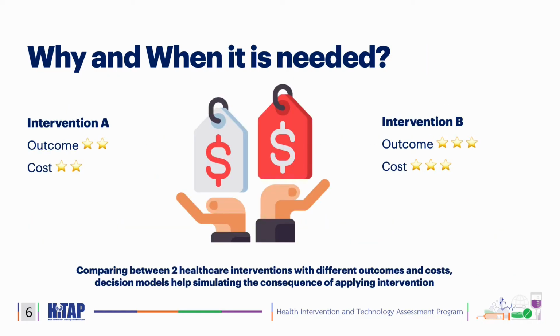So the example would be, if we have a new intervention coming, which in this case is intervention B, which we already know that the outcome is better than the current intervention that we have now, which is intervention A, but the cost is higher as well. So in this case, if you are a policymaker, you might want to know whether the new intervention is good value for money. And by using the decision model, this will help simulate the consequences of applying those interventions in both health outcomes and economic outcomes.